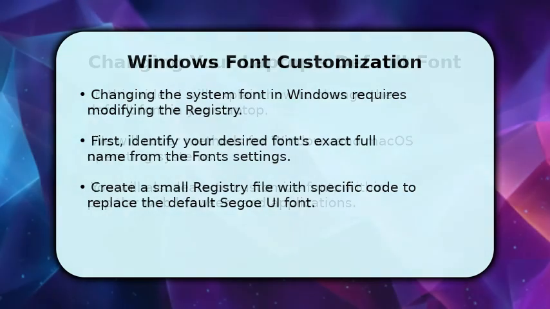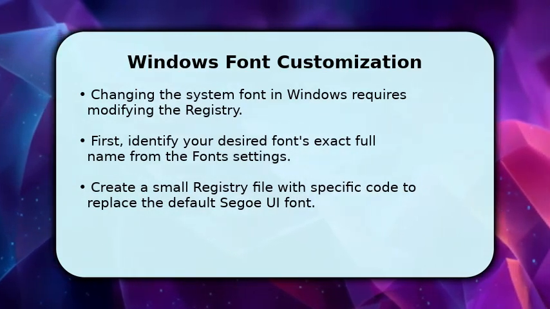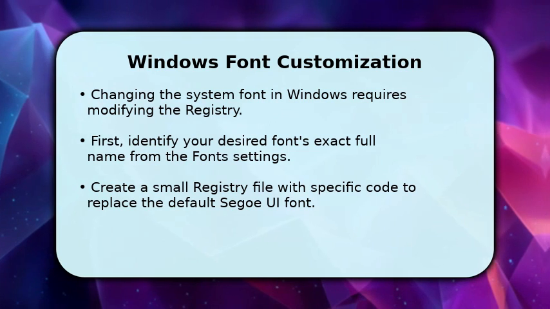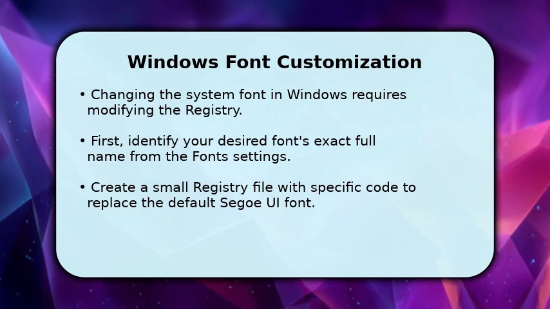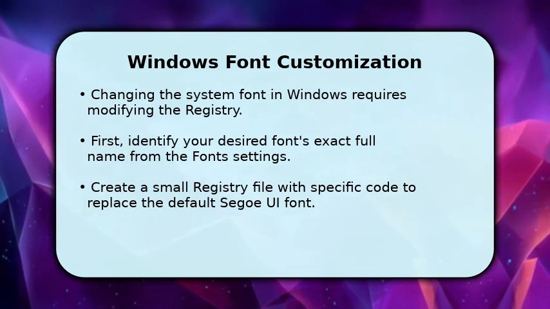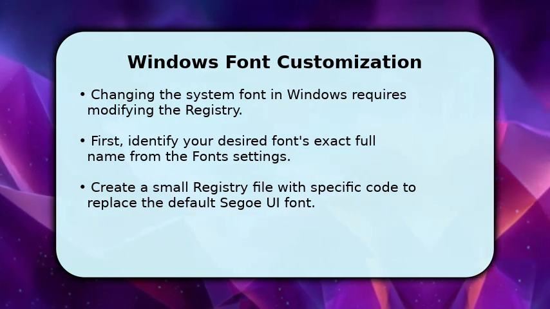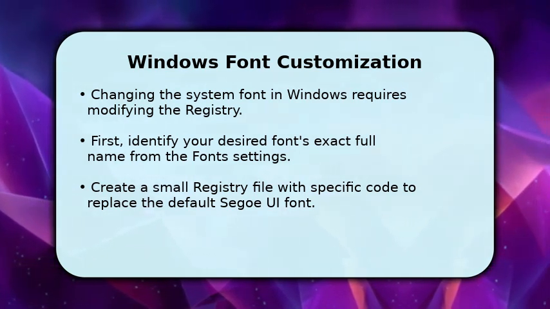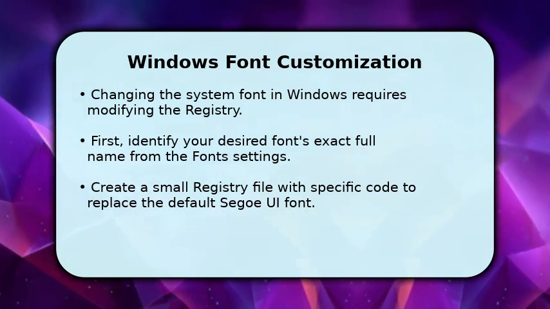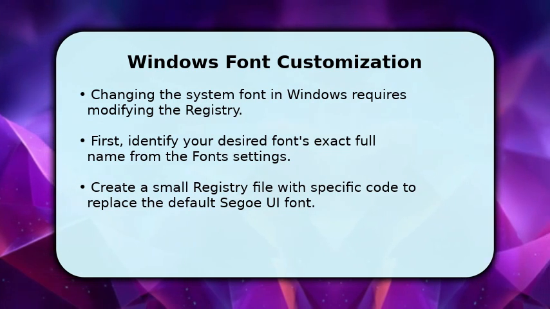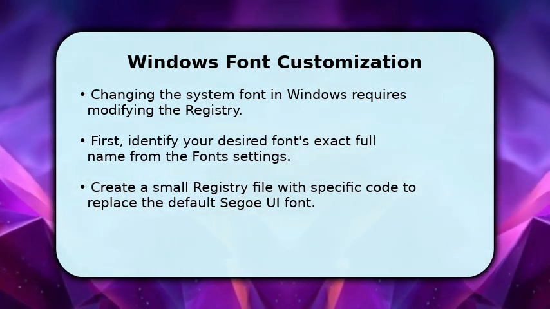For Windows users, changing the system-wide default font involves a few steps using the registry editor. Begin by opening your settings, navigating to Personalization, and then Fonts to find the precise full name of your preferred font. Next, you'll create a simple text file, paste in a specific code snippet, and replace the placeholder with your chosen font's name. Save this as a reg file, merge it into your system's registry, and finally, restart your computer for the changes to take effect.